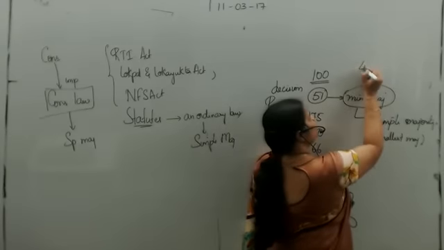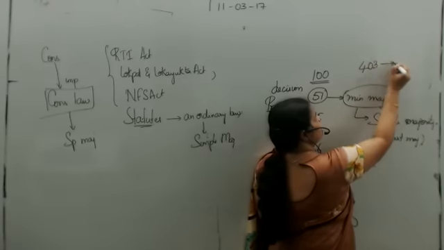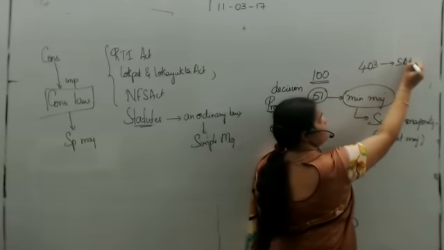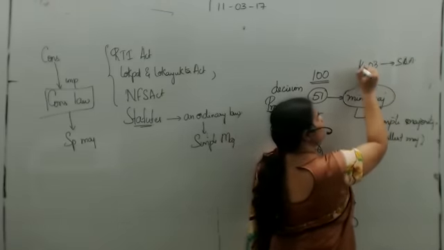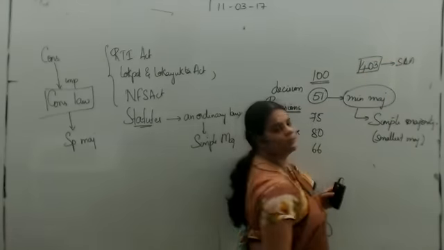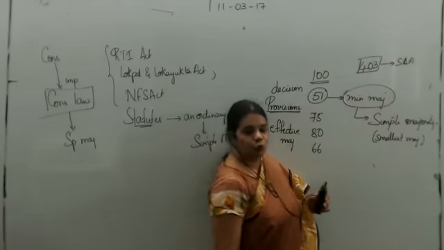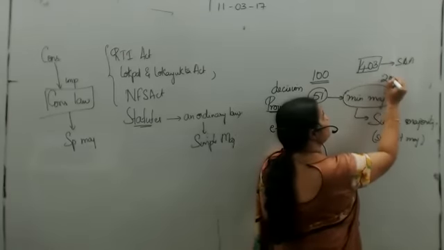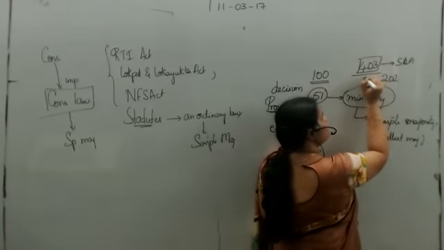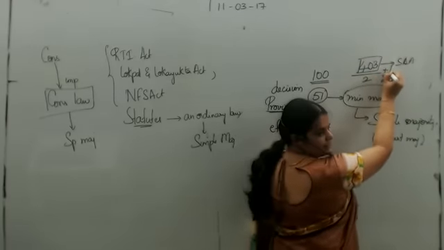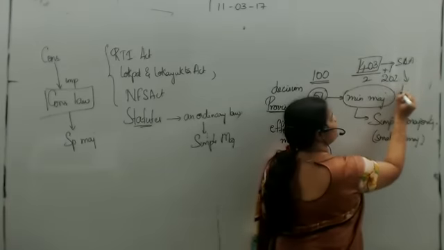UP has 403 state legislative assembly seats. Now tell me, how many seats should one party get in order to form the government? 202. So what are we doing here? We're dividing the entire strength by 2 plus 1, isn't it? This is called absolute majority.